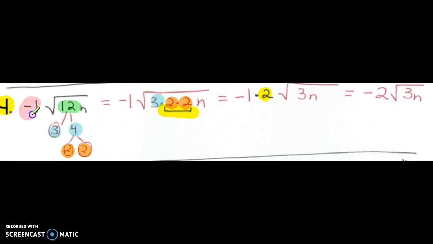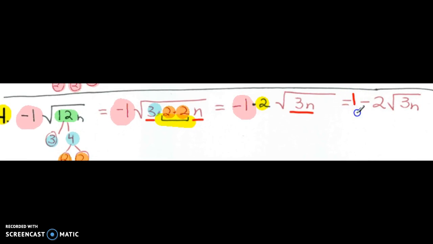My -1 is not under the radical, so it stays outside the radical. So that's where -1 comes from. 3 and n can't come out, so they stay under the radical. So I multiply, and this is what I got for an answer.